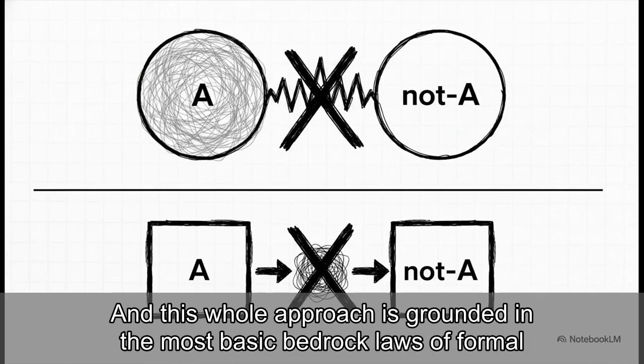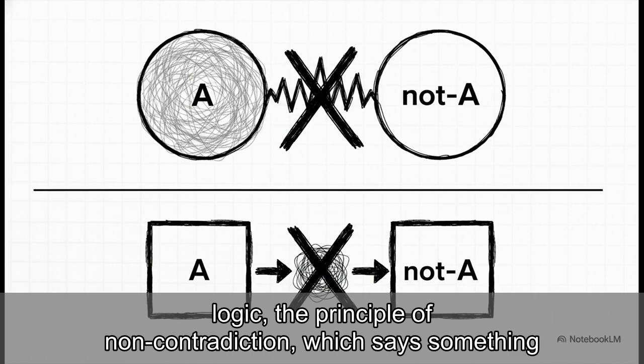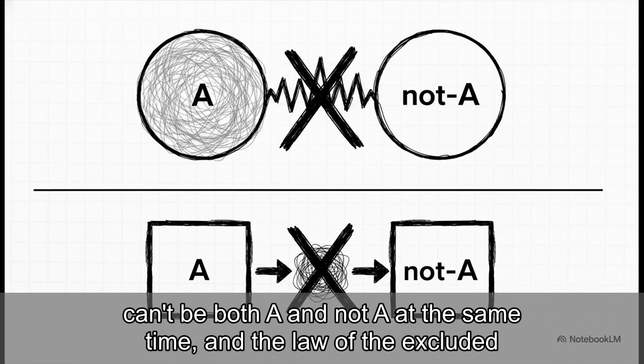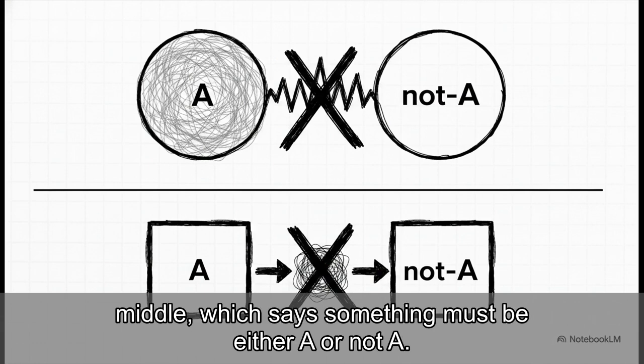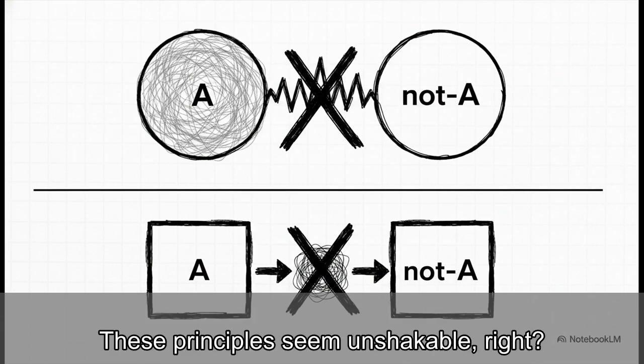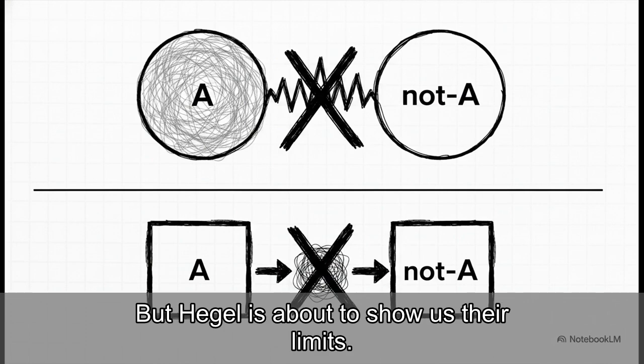And this whole approach is grounded in the most basic bedrock laws of formal logic. The principle of non-contradiction, which says something can't be both A and not A at the same time, and the law of the excluded middle, which says something must be either A or not A. These principles seem unshakable, right? But Hegel is about to show us their limits.